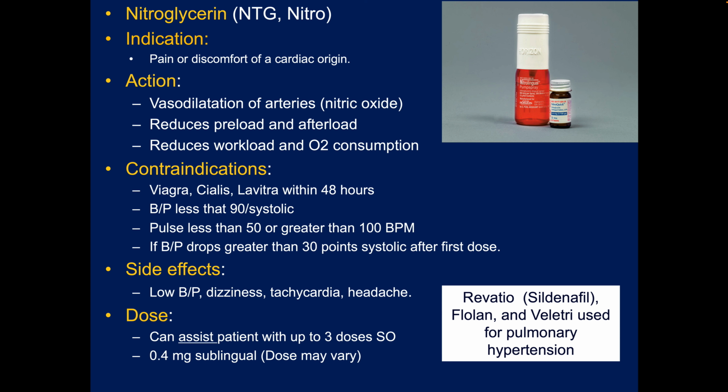So it has to be greater than 90 systolic per National Registry, and greater than 100 systolic for the County of San Diego to administer nitroglycerin, or to assist with it anyway. The pulse has to be between 50 and 100. Because if you think about what this medication does, it reduces their preload, it reduces the amount of blood going back to the left side of the heart.